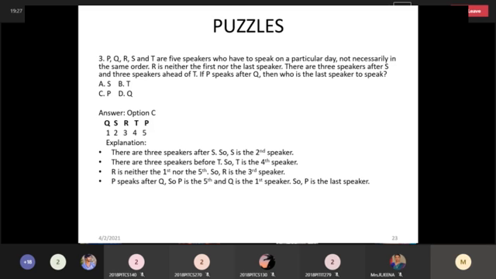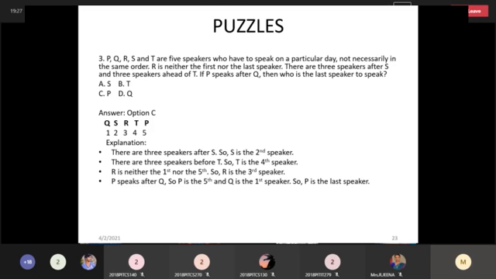P, Q, R, S, and T are five speakers who have to speak on a particular day, not necessarily in the same order. R is neither the first nor the last speaker. There are three speakers after S and three speakers ahead of T. If P speaks after Q, then who is the last speaker to speak?